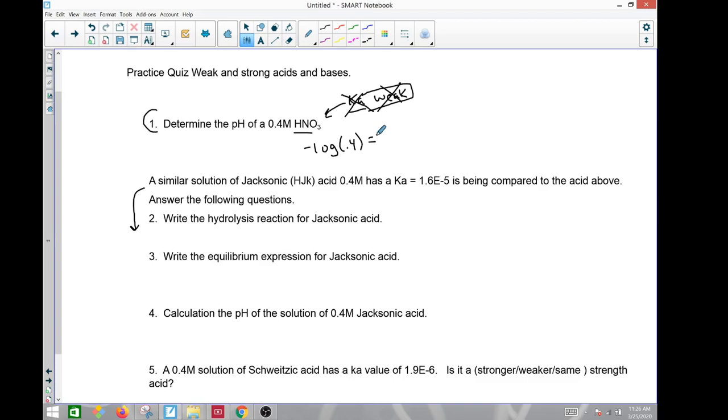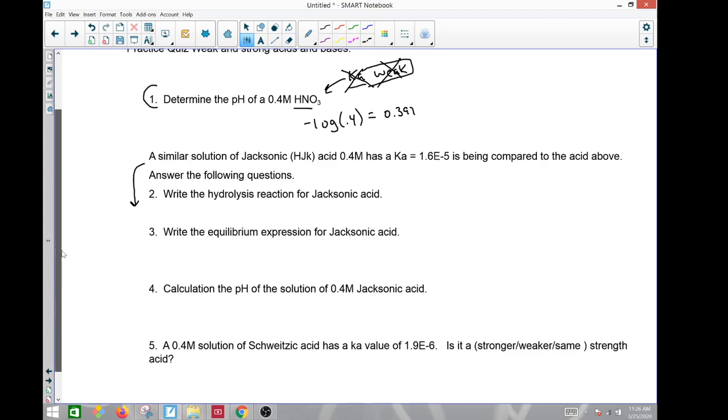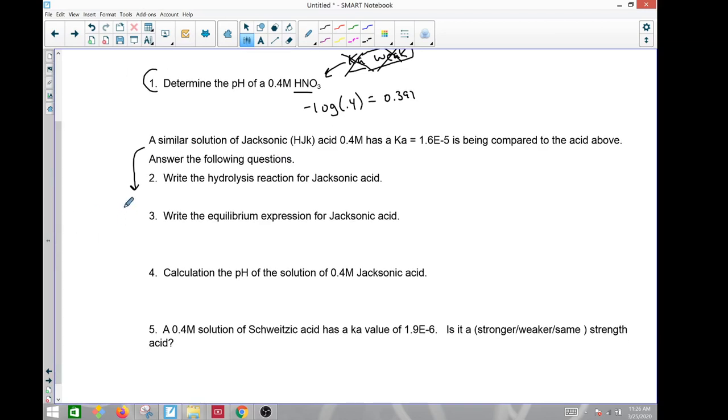So do the math, and don't get too caught up in this. Negative log 0.4 is 0.397, and we're done.